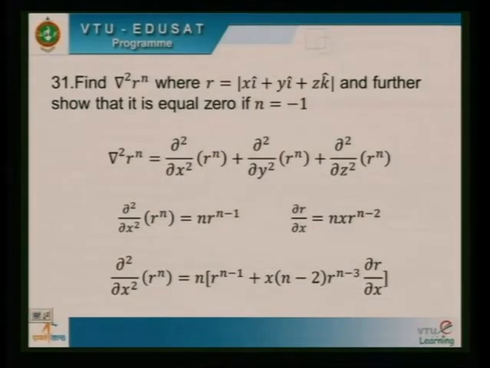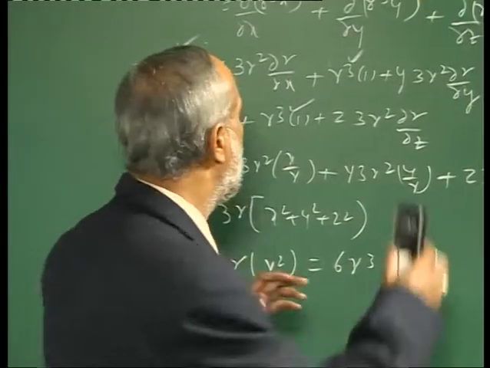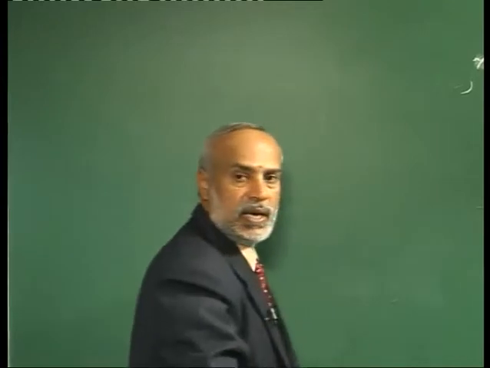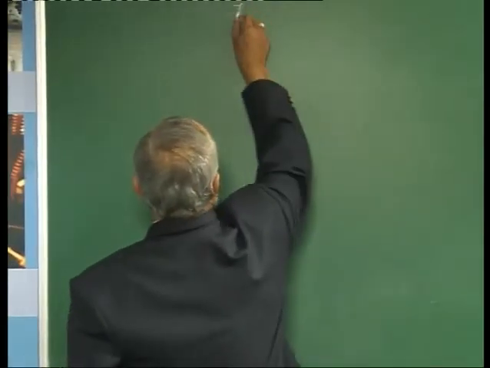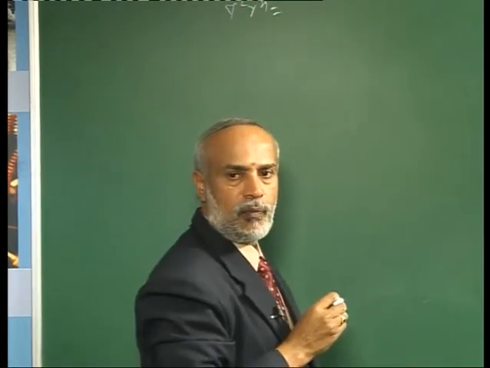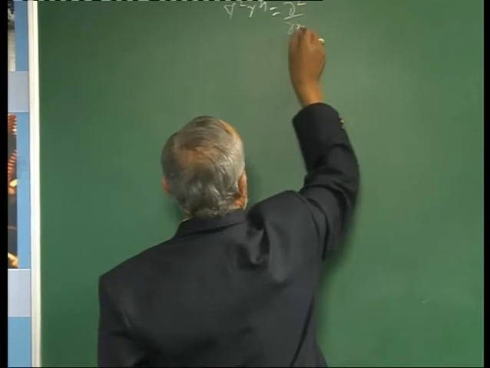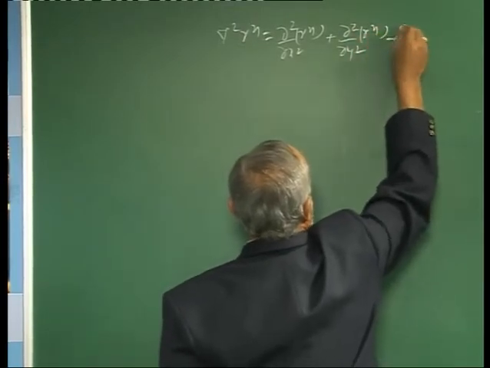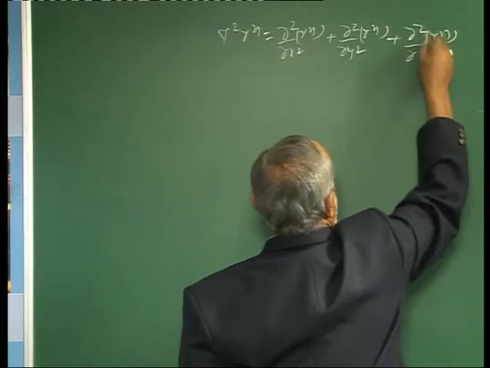Next, find del squared r to the power of n, where r is equal to the modulus of xi vector plus yj vector plus zk vector, and further show that it is equal to 0 if n is equal to minus 1. Now you have to find del squared r to the power of n. Del squared r to the power of n means ∂²/∂x² rⁿ plus ∂²/∂y² rⁿ plus ∂²/∂z² rⁿ.